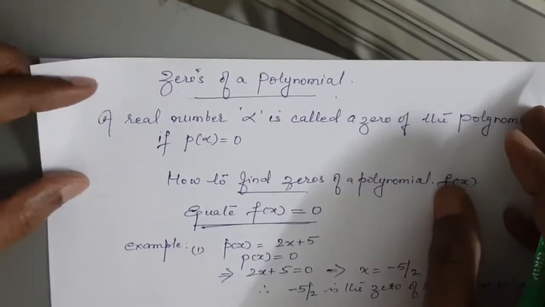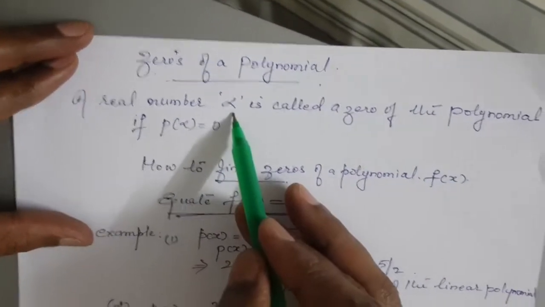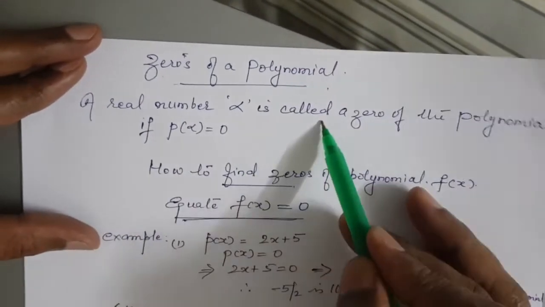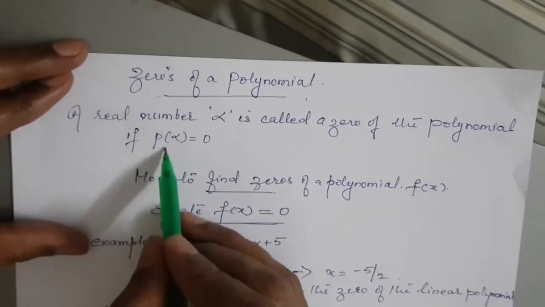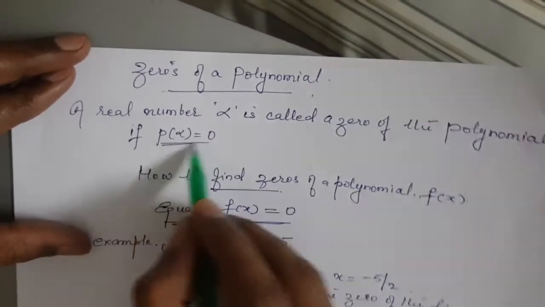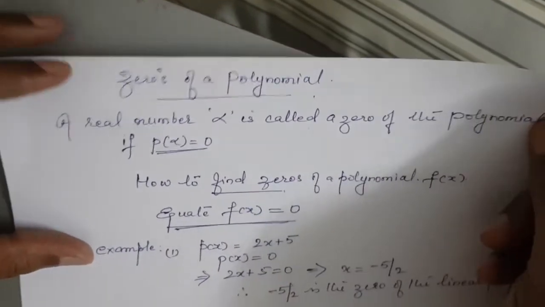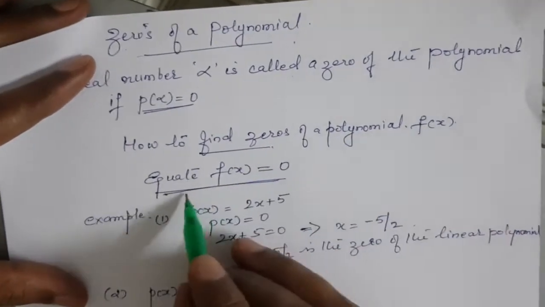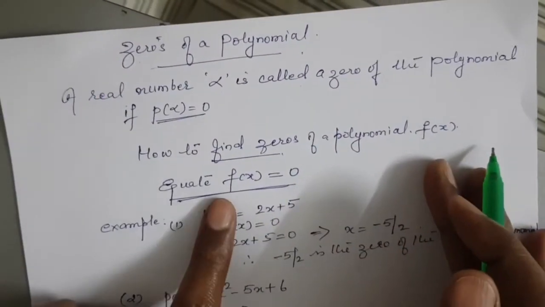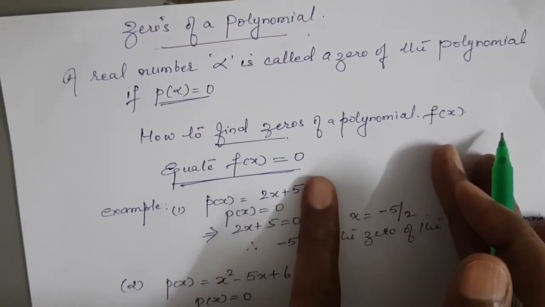Now, what does it mean? A real number alpha is called a zero of the polynomial if p(alpha) = 0. Right? Now, how to find the zeros of the polynomial? The simple rule says: equate the given polynomial to 0.